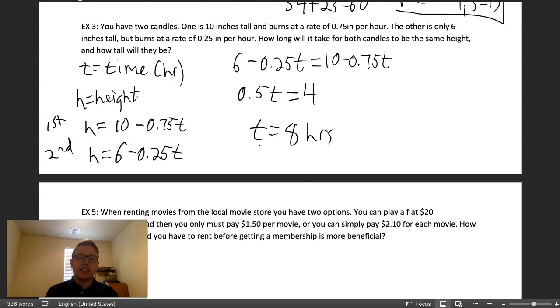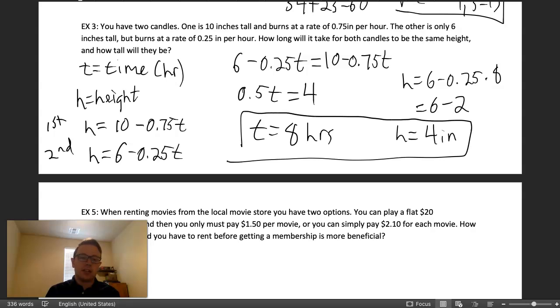Now, how do we see what height they'll be? We just substitute in 8 for t in either one of these equations because we know they'll be the same. Let's use the bottom equation. It looks like our numbers will be slightly less. So we get h will be equal to 6 minus 0.25 times 8, or this will be equal to 6 minus, let's see, 8 times 1/4 will be 2. So our height will be 4 inches.